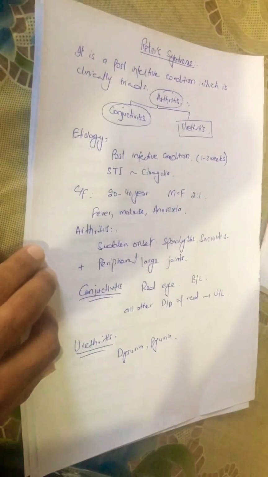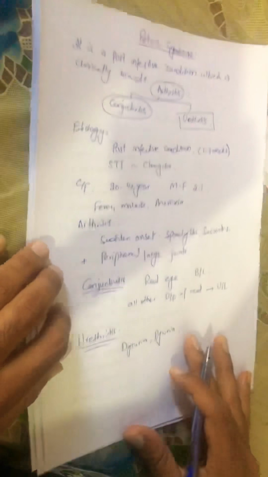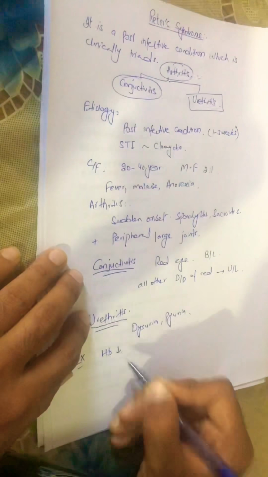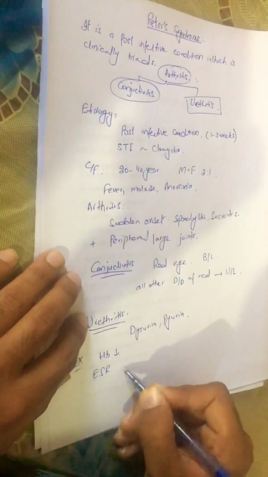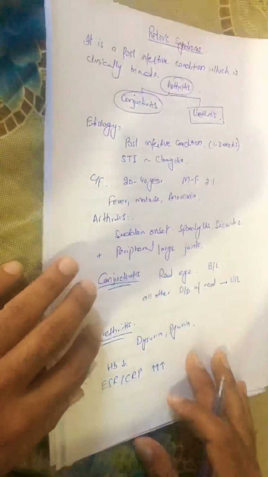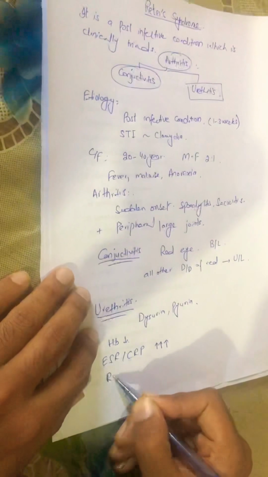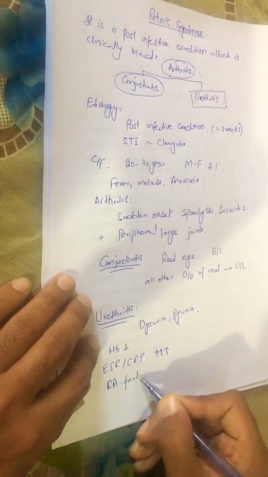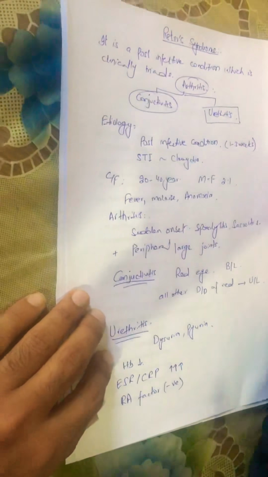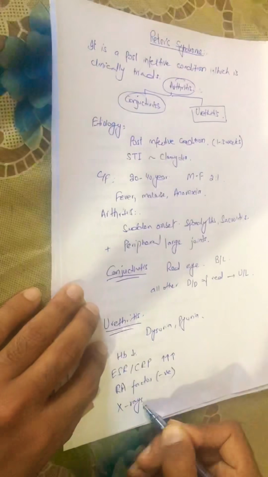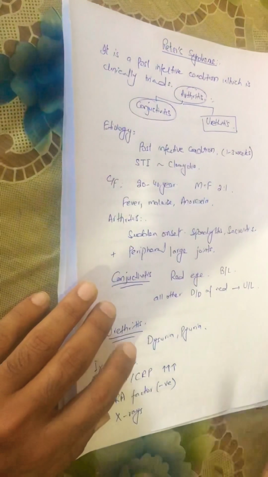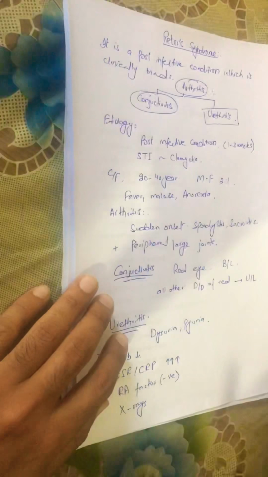Okay, now we can talk about some investigations. In investigations, hemoglobin decreases, ESR and CRP are raised because it includes arthritis. Normally rheumatoid arthritis factor, RA factor, is negative because it involves our joints. X-ray is also very helpful in this case. So mostly it's acute, but sometimes it may be chronic.